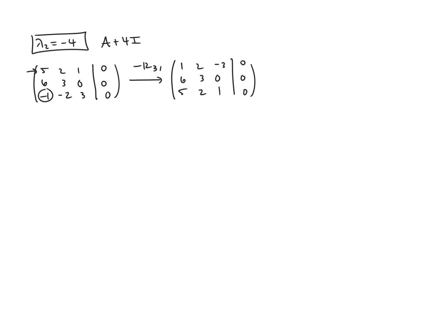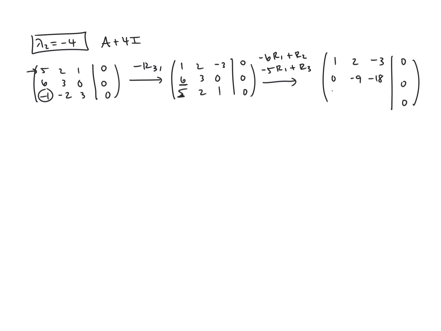As we did last time, I want to get rid of this 6 and this 5. The way I'm going to do that is take the first row and multiply by negative 6, add it to the second row, take the first row, multiply by negative 5, and add it to the third row. So first row is going to stay the same. Second row then will become 0, negative 9, negative 18, and I have 0, negative 8, negative 16.